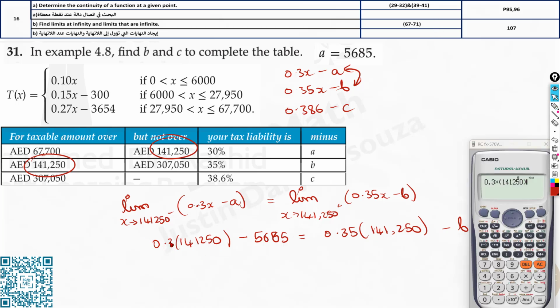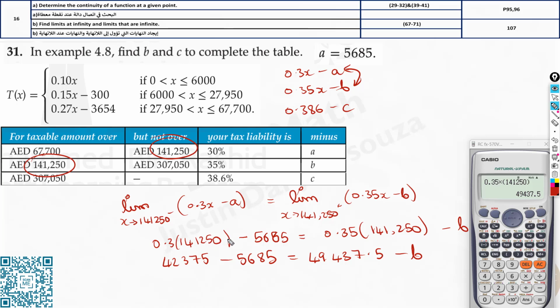Now here, what I'll do is solve part by part because it's writing. The first section here: 0.3 times 141,250 gives 42,375. This will be subtracted from 5685. And on the right side, it's just 3/5 times, and when you press S to D you get the value in decimal. It is 49,437.5.